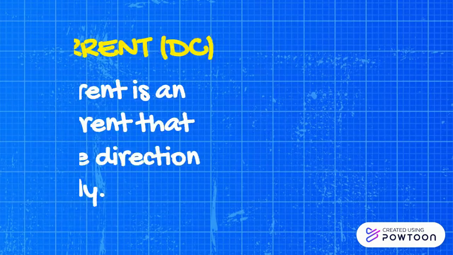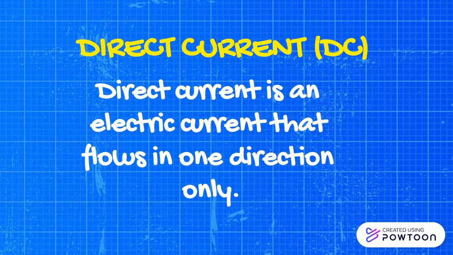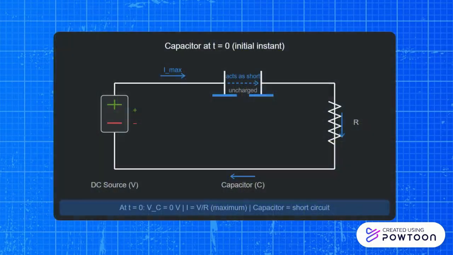Now consider direct current or DC. Direct current is an electric current that flows in one direction only. Examples of DC sources include batteries and regulated DC power supplies. In DC circuits, the voltage polarity remains constant over time. When a capacitor is connected to a DC source, its behavior changes over time.